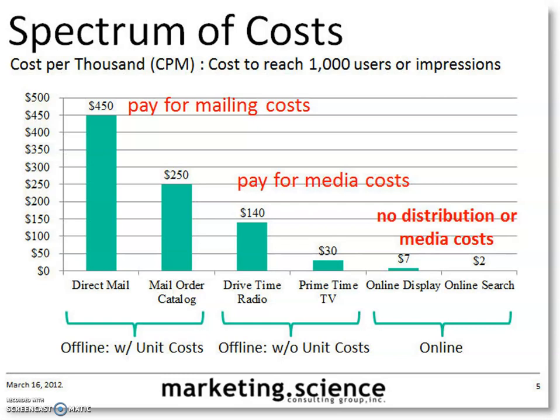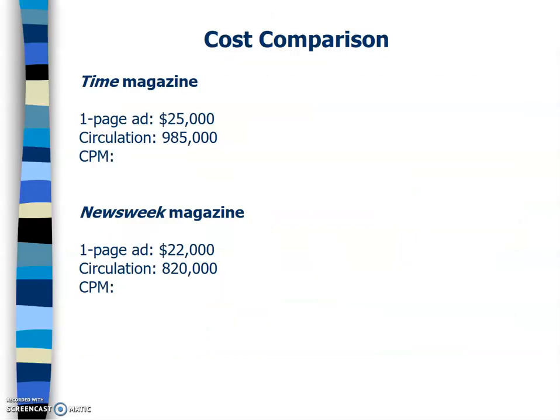It's quite expensive. And then the other ones, you have offline and you pay for the media costs, so it's high. You're paying for television and radio. But with online, there's no distribution at all, and no media that has to be paid. You're paying just directly to Google or directly for these display ads. So it's relatively low cost.